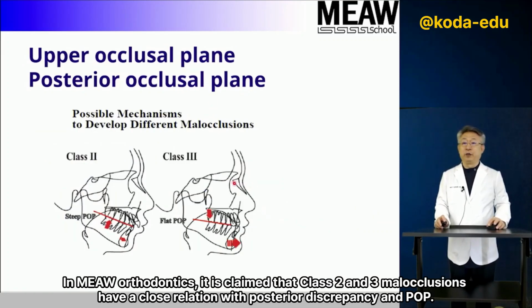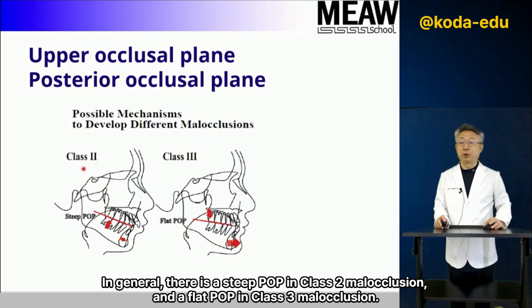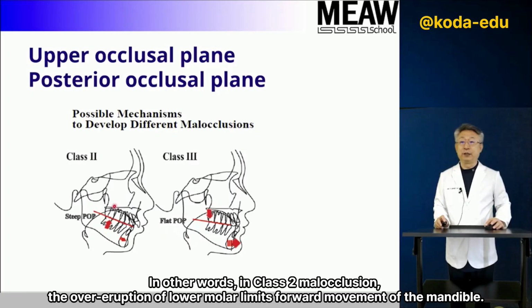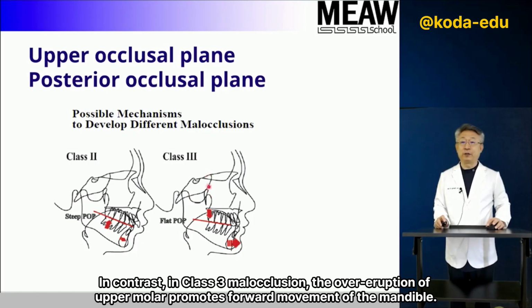In MEAW orthodontics, it is claimed that class 2 and 3 molar occlusions have a close relation with posterior discrepancy and POP. In general, there is a steep POP in class 2 molar occlusion and a flat POP in class 3 molar occlusion. In other words, in class 2 molar occlusion, the overeruption of lower molar limits forward movement of the mandible. In contrast, in class 3 molar occlusion, the overeruption of upper molar promotes forward movement of the mandible.